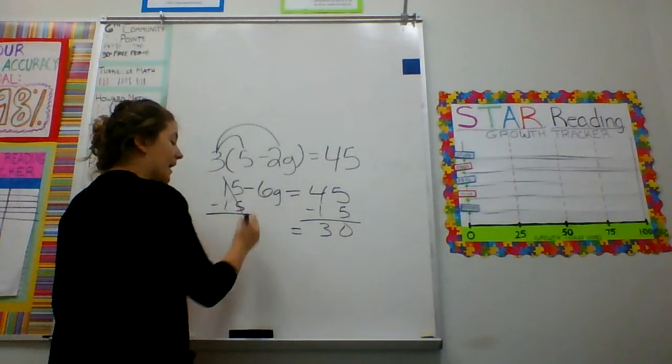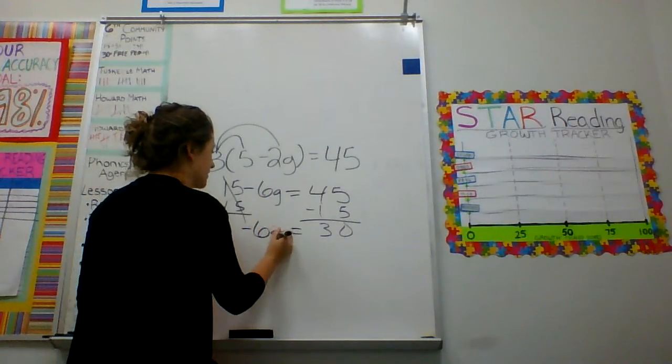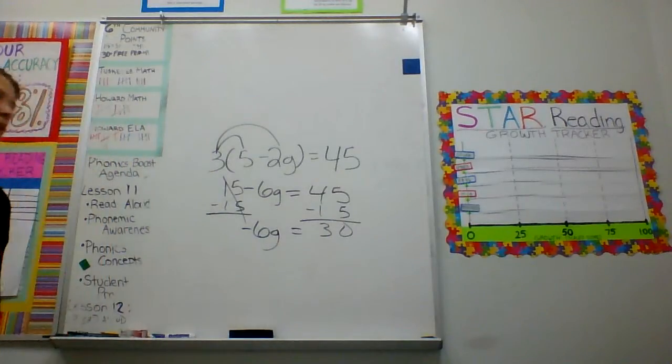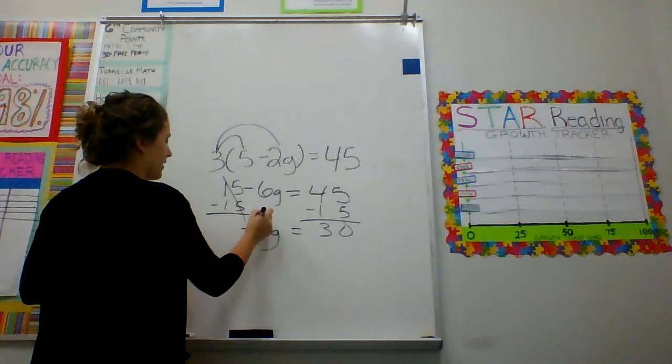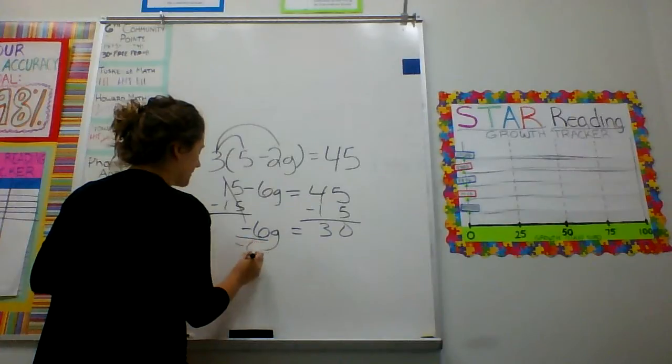And I have a negative, don't forget the negative, negative 6g on this side. Now I want to know the value of just g. In order to do that, I need to get rid of the negative 6. So in order to get rid of negative 6, I divide by negative 6.